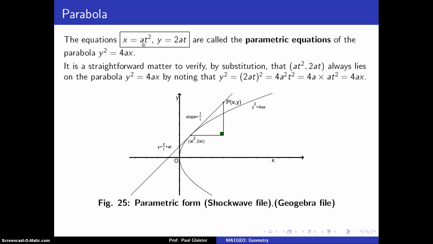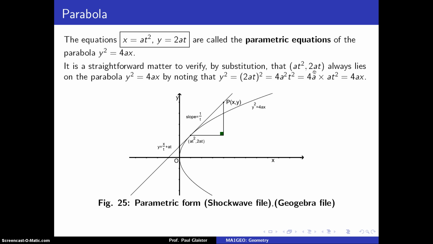Basically for any point on the graph y squared equals 4ax, we can say that the x coordinate is of the form at squared and the y coordinate is of the form 2at. There will be other parametric forms that we could use, but this is the simplest version. We can easily check by substituting x equals at squared and y equals 2at into the parabola equation, and check that it is satisfied as shown. That means that this point always lies on the parabola.